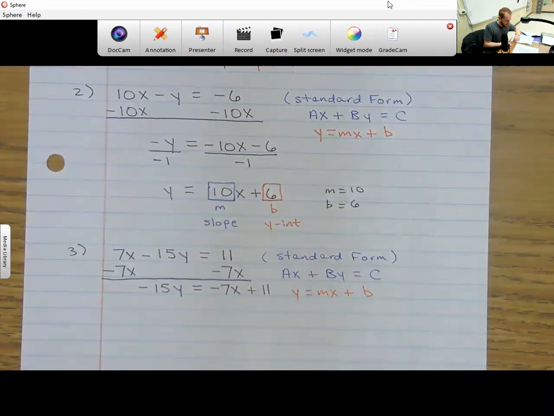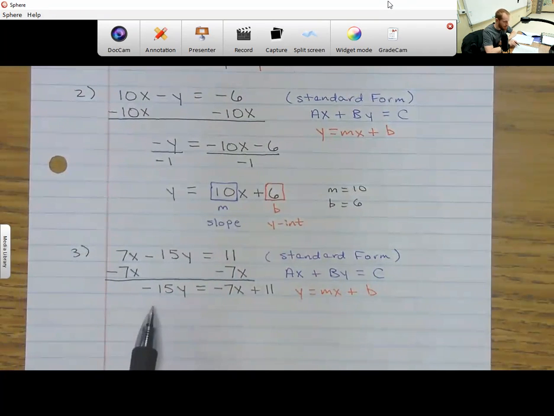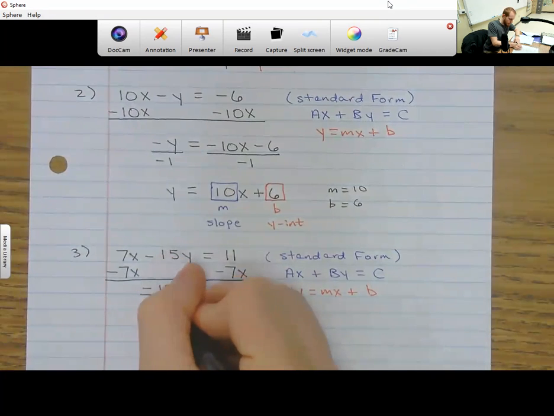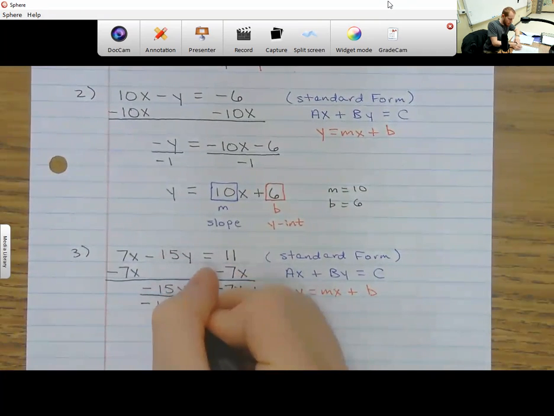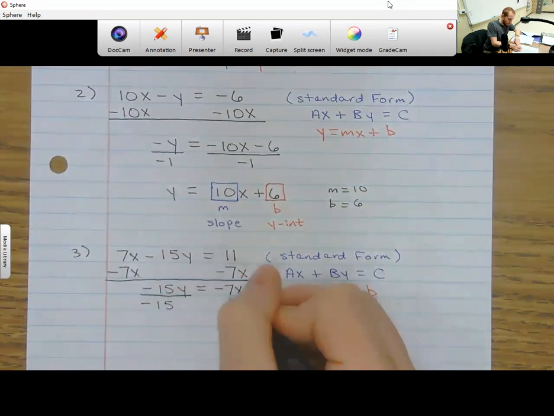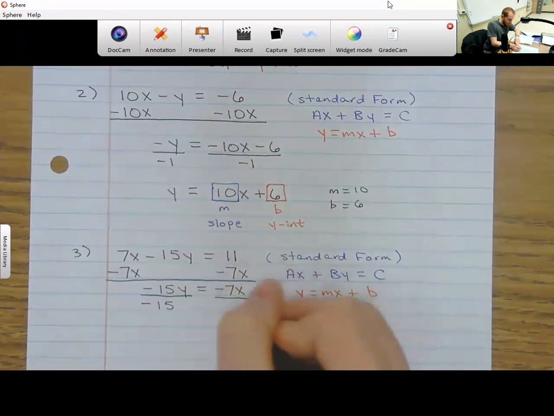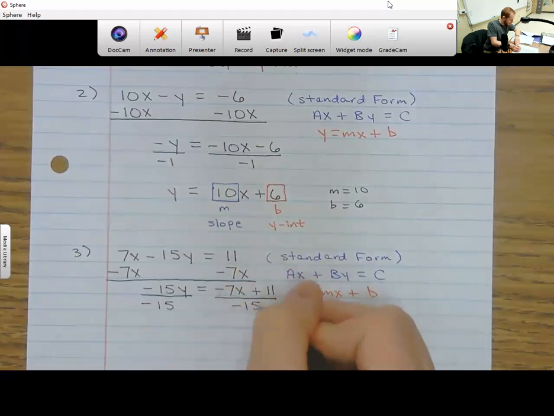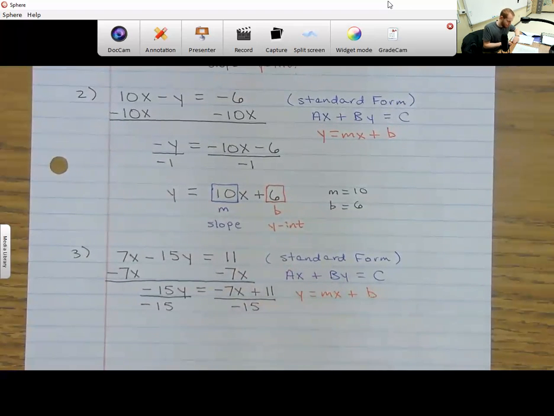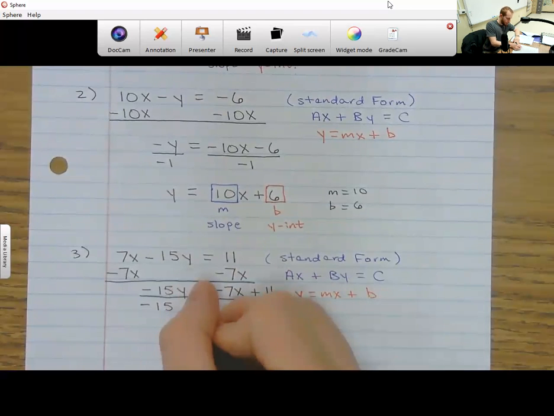So now we almost have y by itself, but I've still got to get rid of that negative 15 somehow. Now, since it's connected by multiplication, I'm going to divide both sides by negative 15. That way, the y is going to be by itself. So we're going to divide both sides by negative 15. Okay. So doing that, the y is going to be by itself.